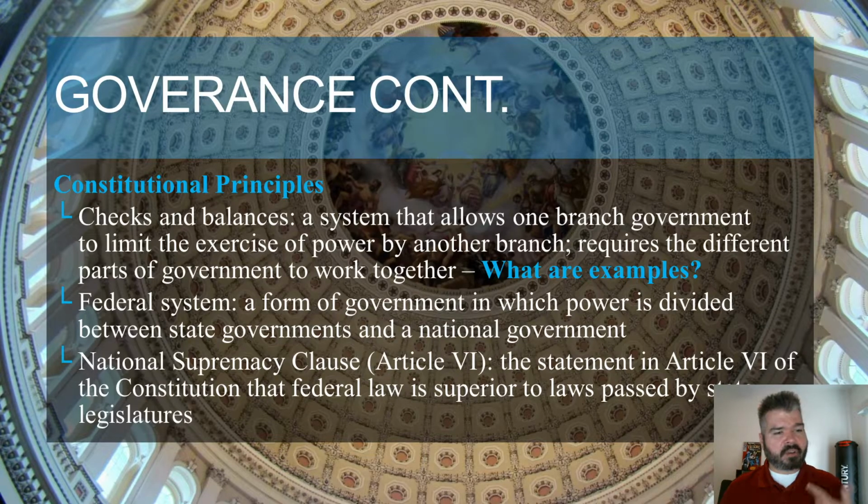Moving on. Federal system, a form of government in which power is divided between state governments and a national government. Power is shared between the federal government and the state level. The federal government has powers and authority. The states have power and authority as well. It's shared. We'll dive deeper into that discussion when we talk about federalism.